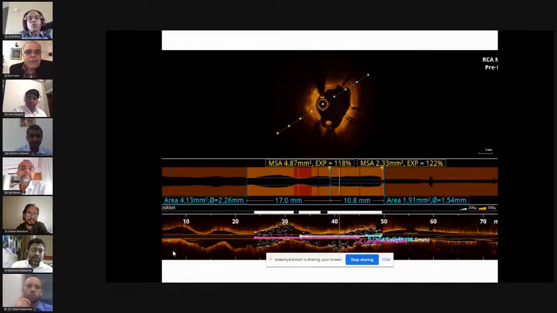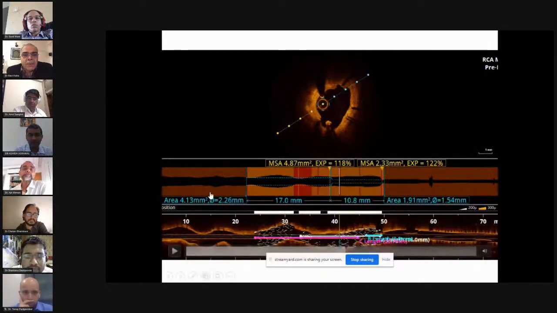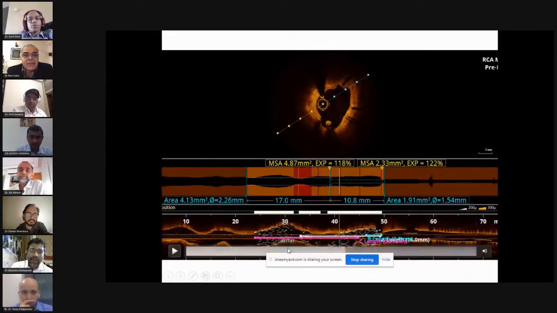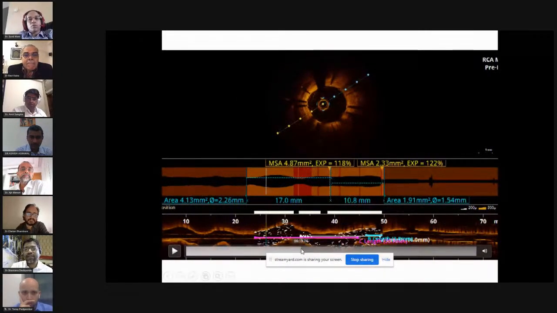Yeah. So the problem is between the distal end of the proximal stent and the proximal end of the distal stent. And in the proximal part of the distal stent, there is a fracture also. Actually, you can see a fracture also. Yeah, maybe post IVL.